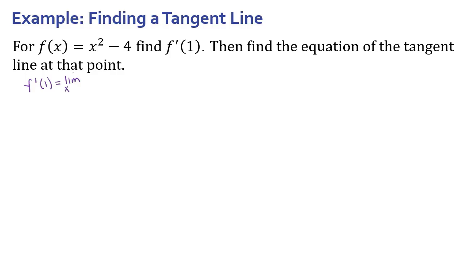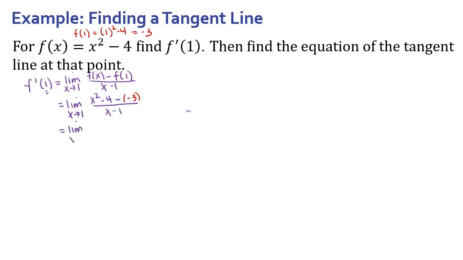So we'll start with the x approaches a formula. In this situation, our a is 1. So the limit as x approaches 1 of f of x minus f of a, which is f of 1, all over x minus 1. So that's going to give us the limit as x approaches 1 of f of x, which is x squared minus 4, minus f of 1. f of 1 is 1 squared minus 4, which gives us negative 3. So minus a negative 3, and then that's all over x minus 1.